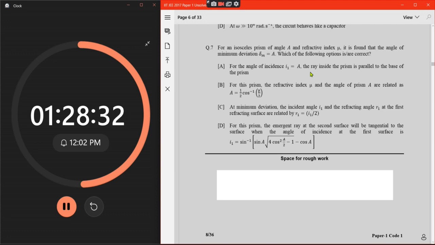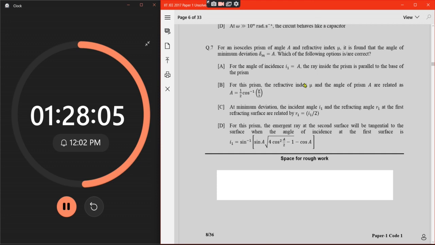So what do we have to do? For angle of incidence I1 equal to A, the ray inside the prism is parallel. So minimum deviation is equal to actually A, right? Okay, got it. So this is equal, oh, I minus R equal to R. Okay, I is equal to 2R. I is equal to 2R for this to be happening. Or you could just say A upon 2 is what? Okay, okay, okay. So R equal to A upon 2 and I is equal to A. We have to figure out what A is.